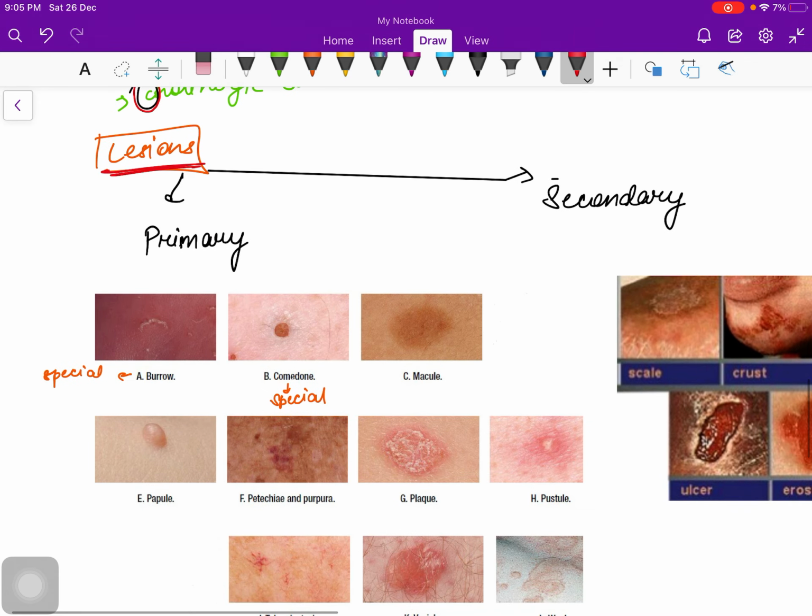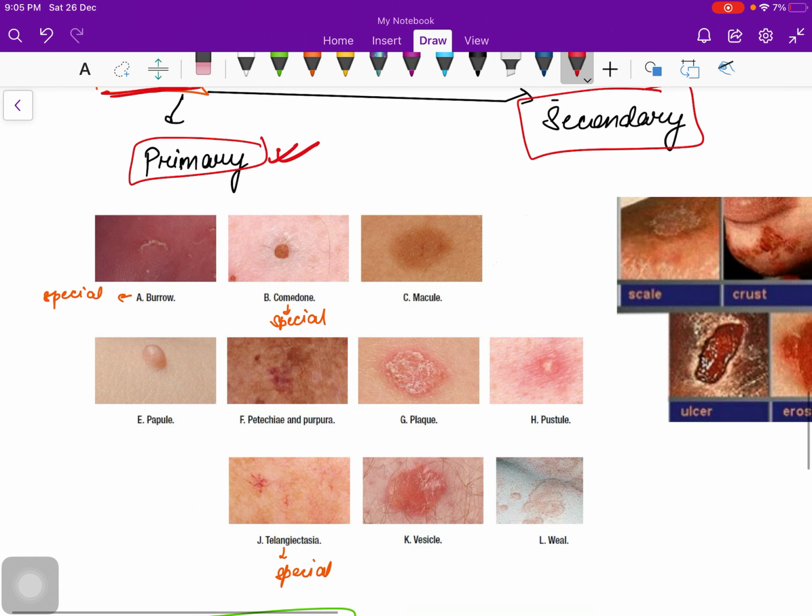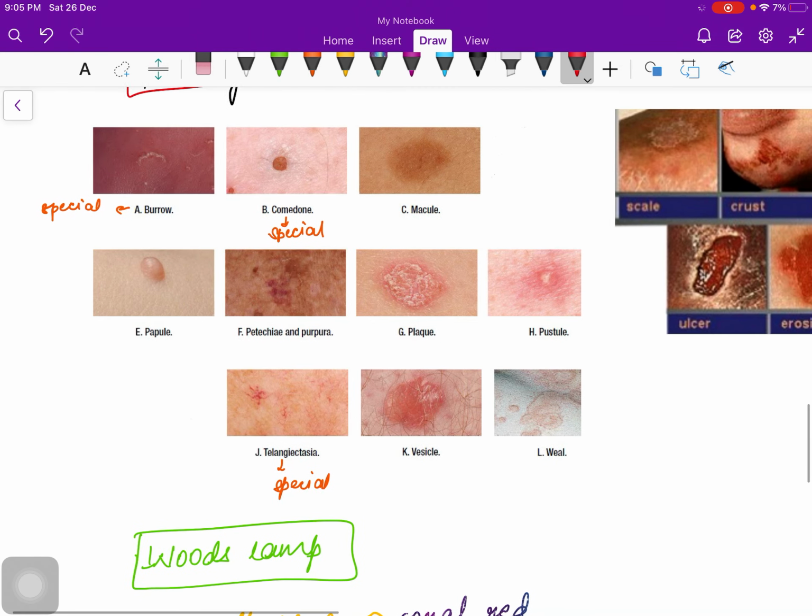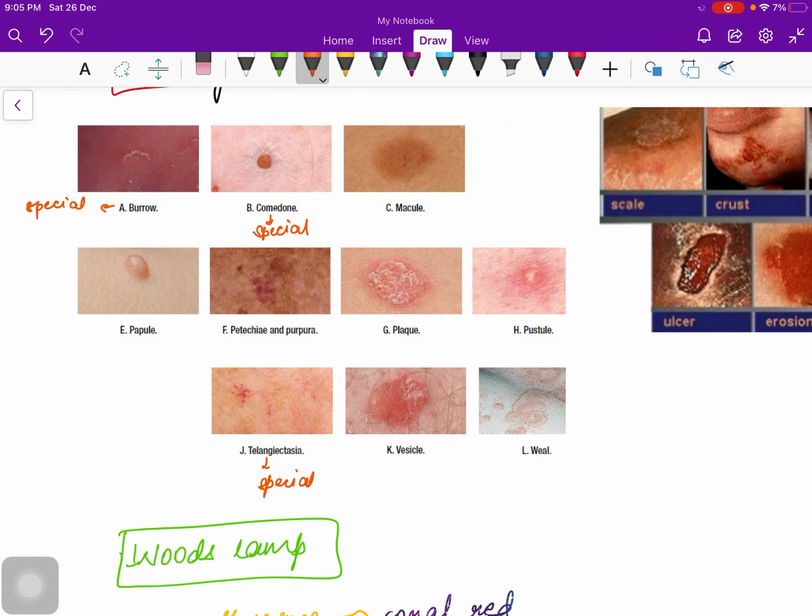Various lesions that are present are divided into primary or secondary. Primary lesions are the ones that develop first, after which secondary lesions develop. So you have to remember all of this. Questions are directly asked as to what is a flat lesion less than 0.5 centimeter known as. That is a macule.